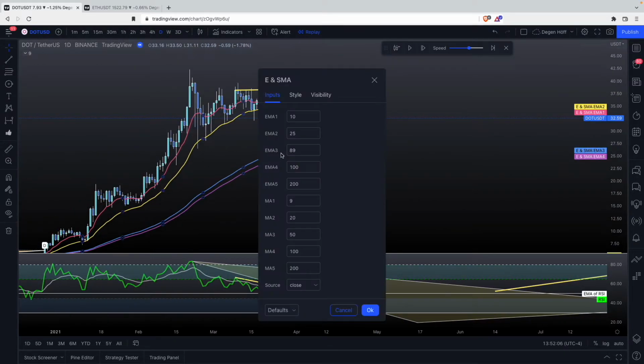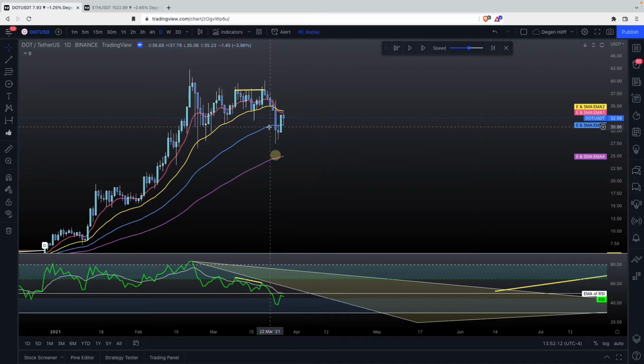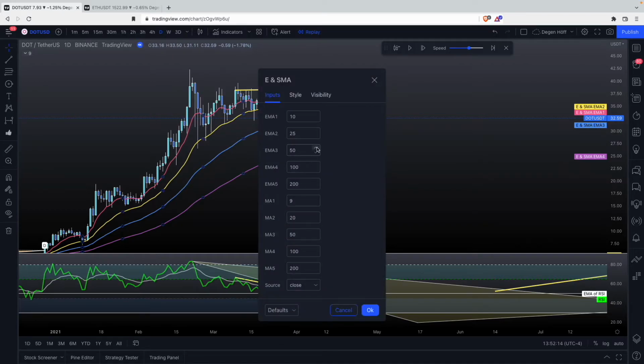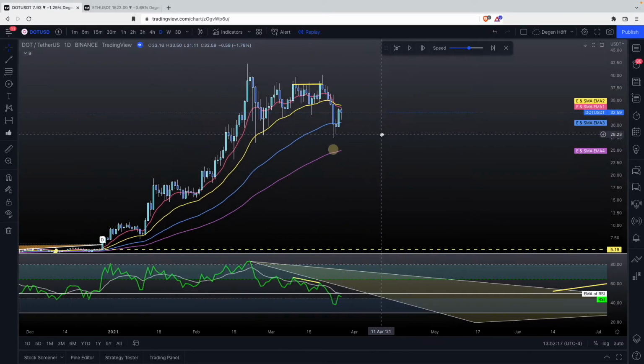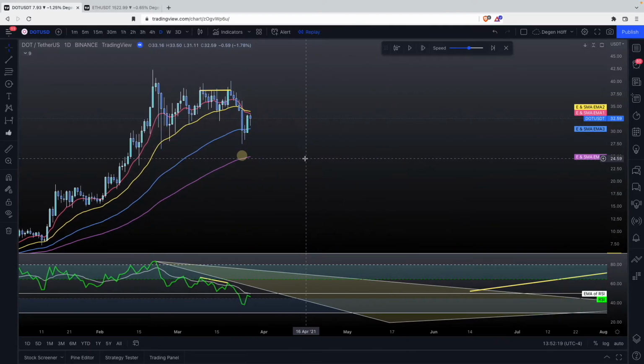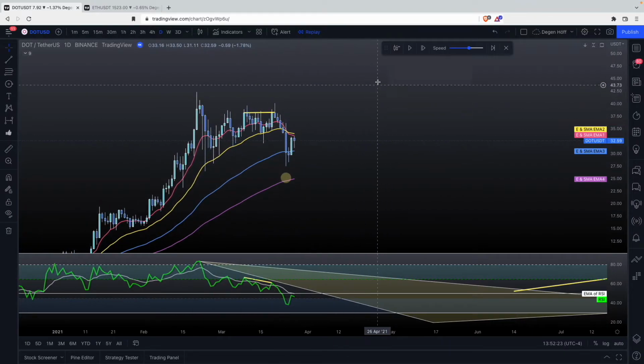This looks like it's holding at the 50. Sorry, the 50 EMA. I guess the 55. Yeah, so it held at the 55. Alright, so now it's trying to make its way back into the bands.